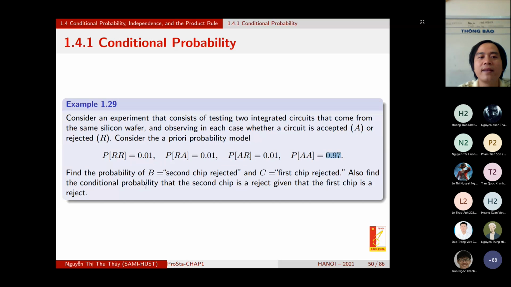Now we need to find the probability of the event B, which is that the second chip is rejected, and the event C, that the first chip is rejected. We also need to find the conditional probability that the second chip is rejected, given that the first chip is rejected.